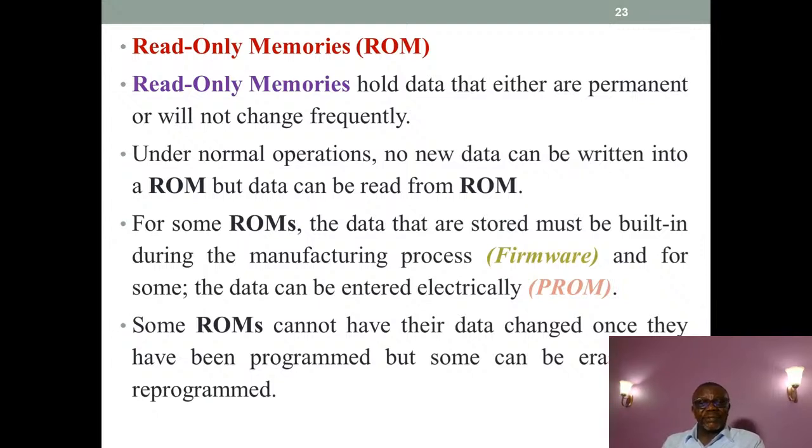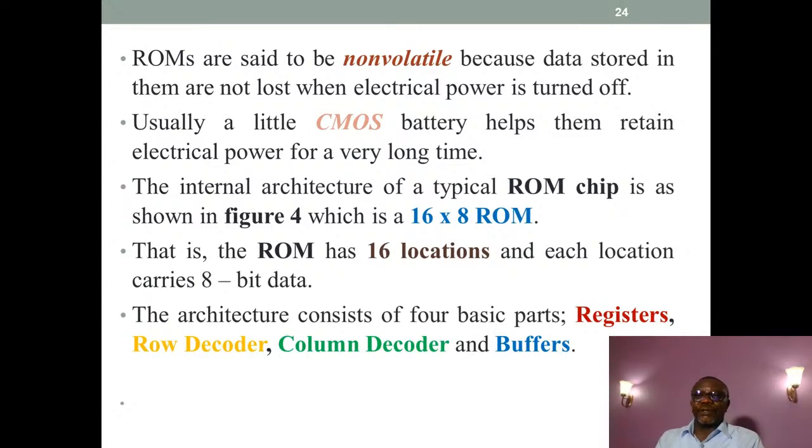Some ROMs cannot have their data changed once they have been programmed, but some can be erased and reprogrammed. So we call them erasable programmable read-only memory, EEPROM. ROMs are said to be non-volatile because data stored in them are not lost when electrical power is turned off. But usually a little CMOS battery, complementary metal oxide semiconductor battery, helps them to retain electrical power for a very long time. And that is why you can keep your computer for so many years before the memory will fail, because this CMOS battery helps to retain power to it for a very long time.